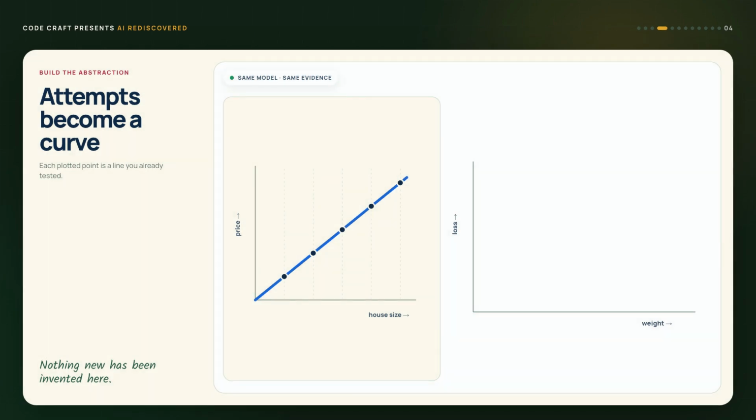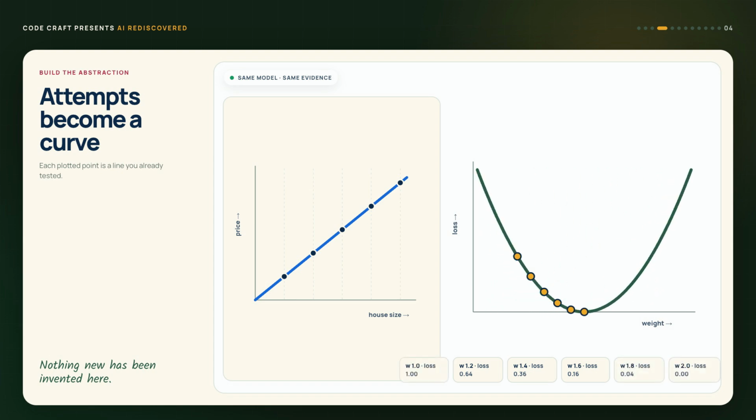Now let us record the same journey on a second graph. Along the bottom, write the weight we tried. Up the side, write its mistake score, which we call loss. Weight 1.2 had loss 0.64. 1.4 had 0.36. 1.6 had 0.16. Keep plotting the attempts, and the dots form a bowl-shaped curve.